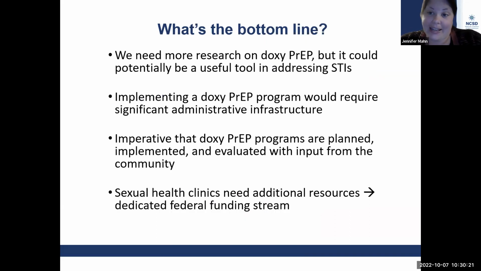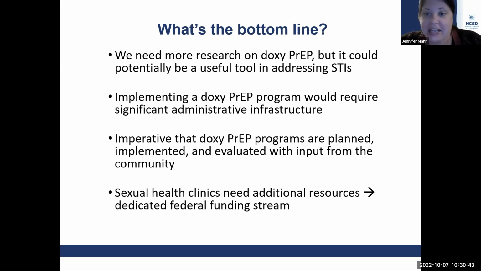So what's the bottom line? Well, we need more research on Doxy PrEP, of course, but it could be great. It could be potentially really useful. Implementing Doxy PrEP would require significant administrative infrastructure. And again, it's imperative that Doxy PrEP programs are planned, implemented, and evaluated with input from the community. This should be from day one, right?